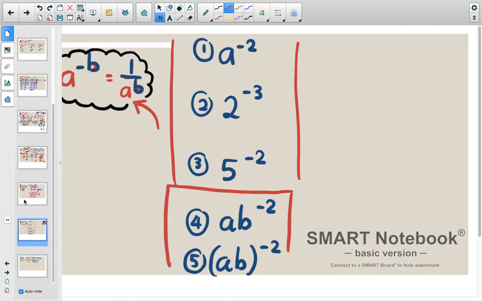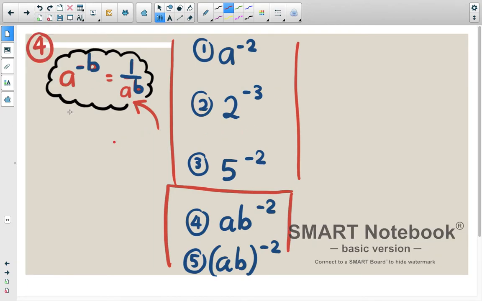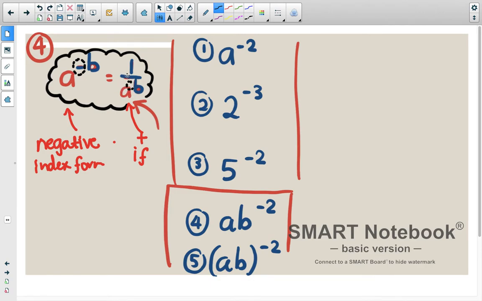Okay, so next kita nak tengok. Alright, so kita nak habiskan sikit. Okay, so what about this one? Okay, so ini adalah apa kita panggil negative index form, dan this one right here kita panggil positive index form. Okay, kenapa dia negative index form? Sebab power dia adalah negatif di sini. Kenapa dia positive index form? Sebab power dia adalah positif di sini. Okay, so tapi yang magicnya dua-dua ni adalah benda yang sama.